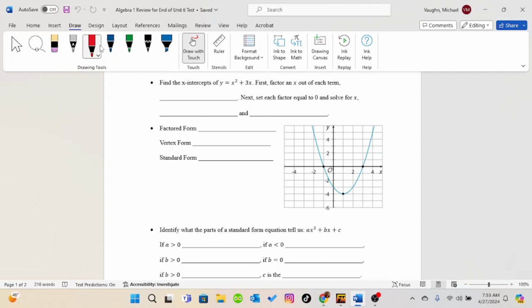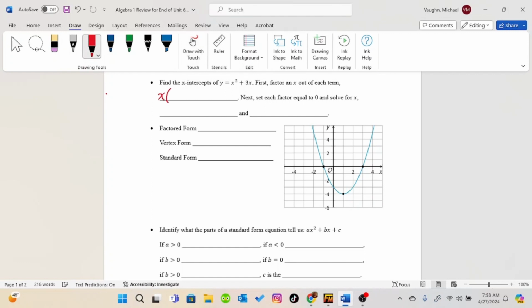Find the x-intercepts of y equals x squared plus 3. The first thing you want to do is change this from standard form to factored form by factoring out an x from each term. So this would become x times x plus 3.